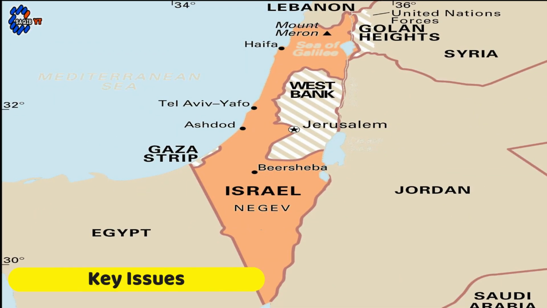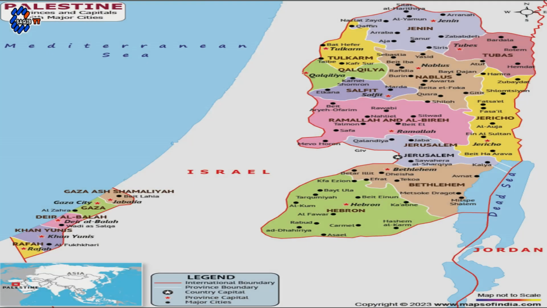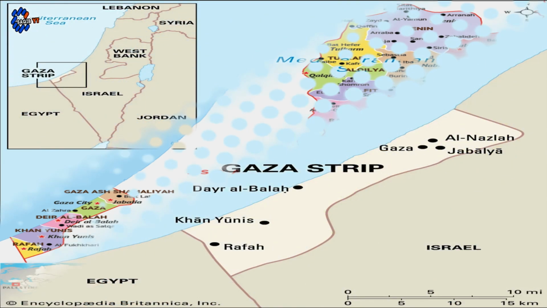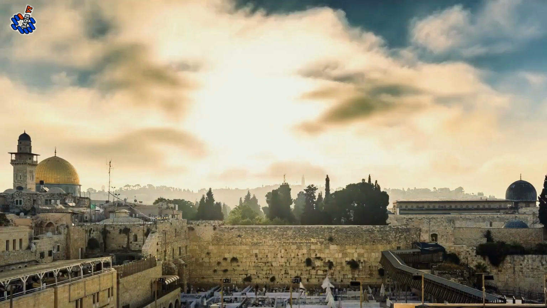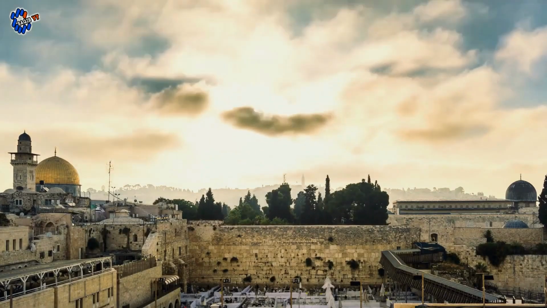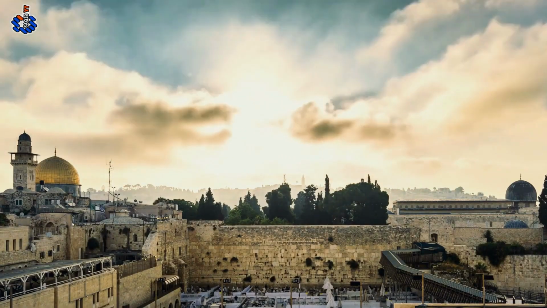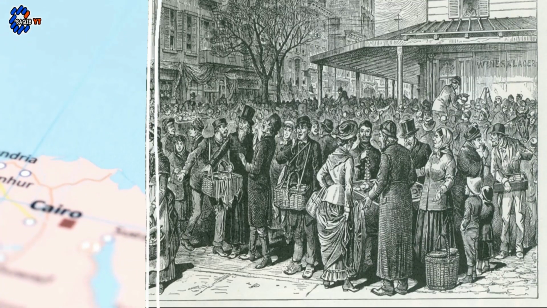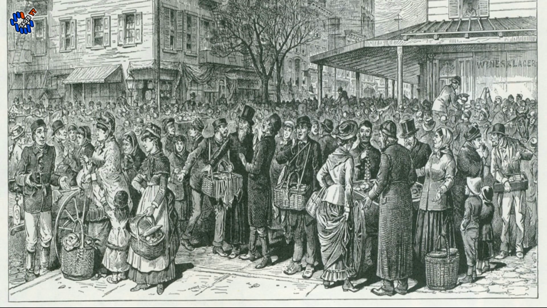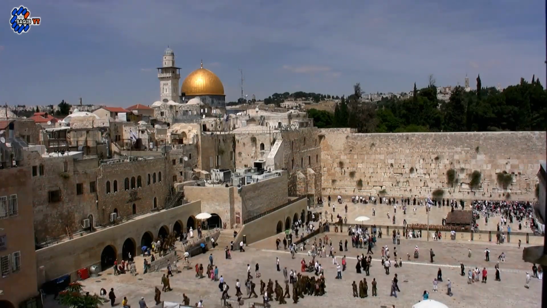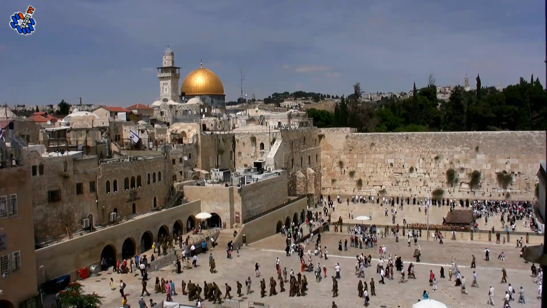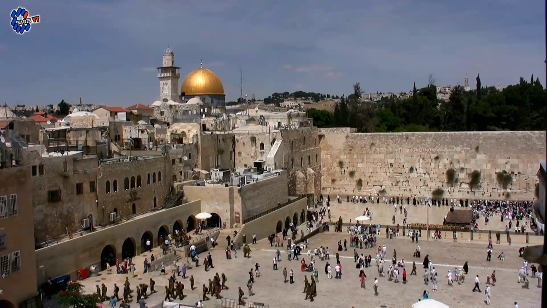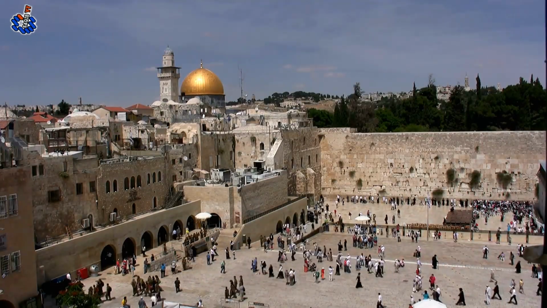2. Key issues. Borders. The borders of Israel and the future Palestinian state are a central issue. Palestinians seek a state in the West Bank, Gaza Strip, and East Jerusalem, while Israel seeks secure and recognized borders. Refugees. The status and rights of Palestinian refugees who fled or were expelled from their homes in 1948 and their descendants are a major issue. Jerusalem. Both Israelis and Palestinians claim Jerusalem as their capital. The city's status is a particularly contentious issue.